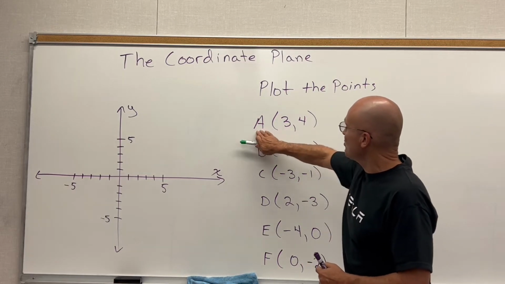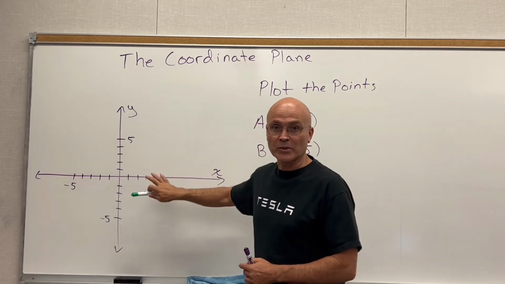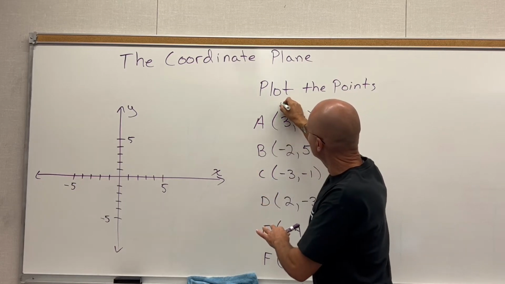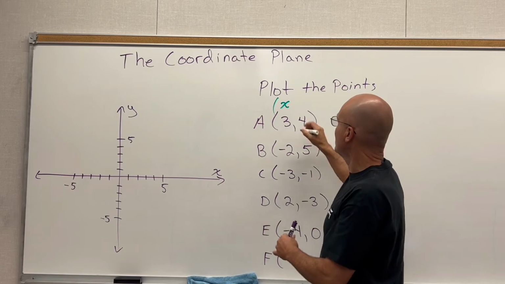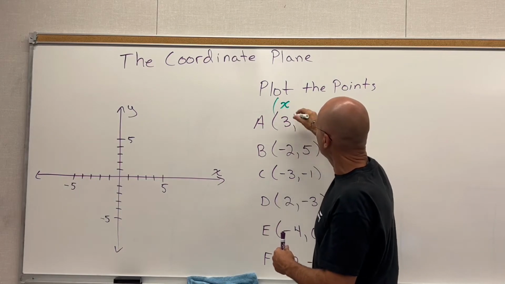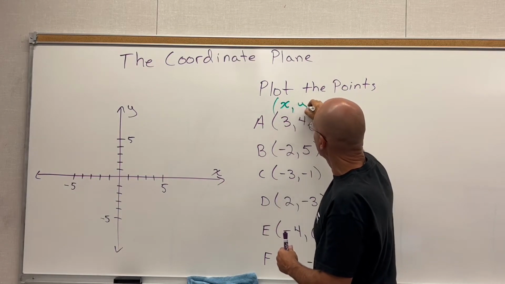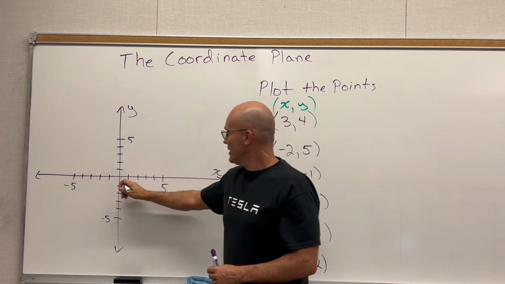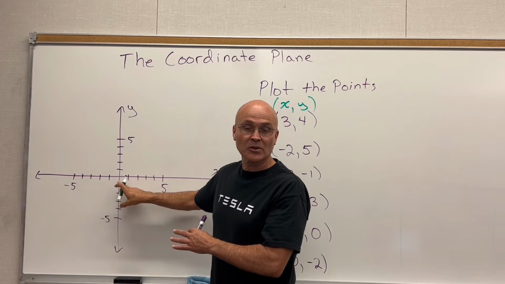you have this point A. We're going to put it on the graph paper. Well, the first number on the left is your x coordinate. The number on the right is your y coordinate. And so when you're looking at the graph, here's the origin. The origin is you start in the middle.